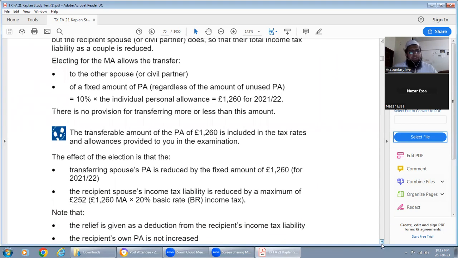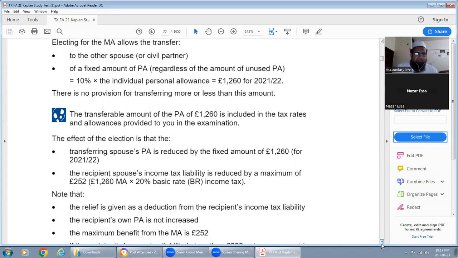The effect of the election is that the transferring spouse's personal allowance is reduced by the fixed amount of 1260 for 2021-22. The recipient spouse's income tax liability is reduced by a maximum of 252. It means 1260 multiplied by the 20% basic rate of income tax. So the maximum the liability could be reduced is 252.